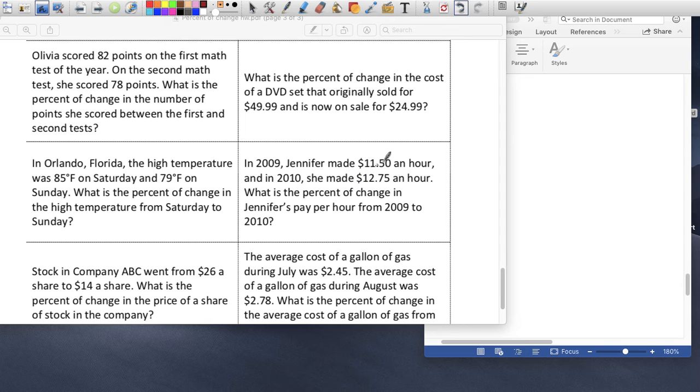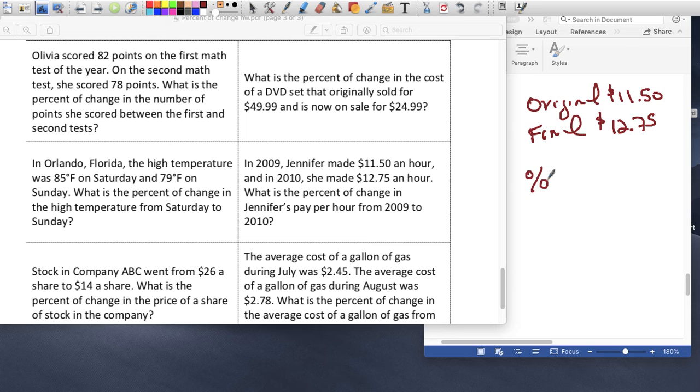In 2009, Jennifer earned $11.50, and in 2010 she earned $12.75. So what was the percent of change? Well, obviously she's making a little bit more now. So the original is $11.50. The final is 12.75.